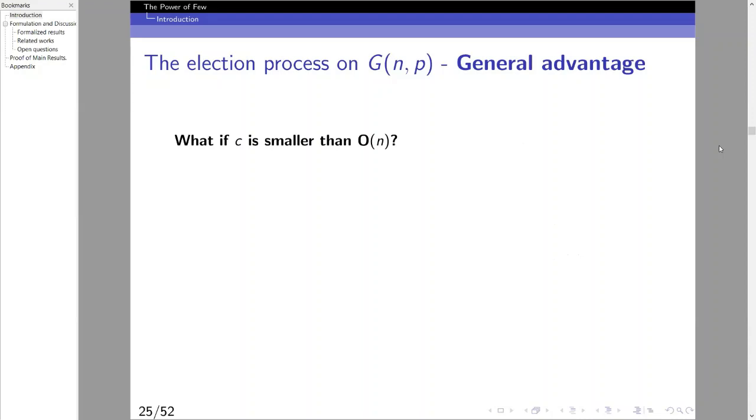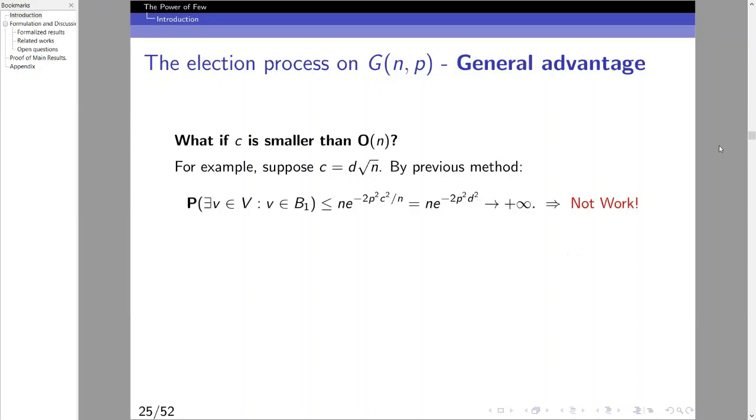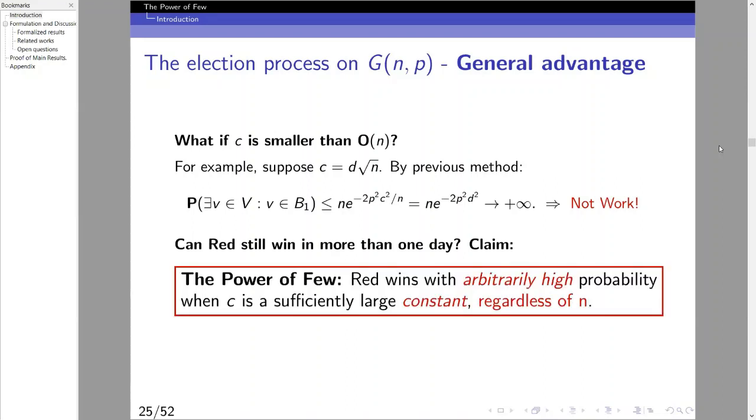But what if C is smaller? For example, square root of n. We can see that the previous method will give us a count of linear size, so it doesn't work as a probability bound. So can red still win in more than 1 day? Maybe. So actually the answer is yes. In fact, we proved that when C is a constant, red can win with arbitrarily high probability, no matter how large n may be.